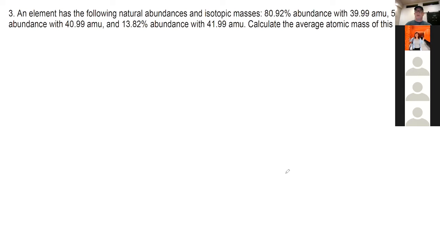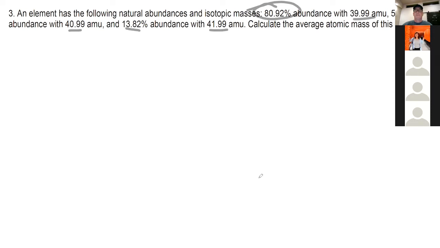So how do I do a calculation like this? So I've got these abundances. So it means like around 81% of this particular atom weighs 40, around 5% weighs 41, and around 14% weighs 42. So how do I get the average mass? Convert first. So all those percentages should equal 100%. Okay, do they? Yeah, I believe so.